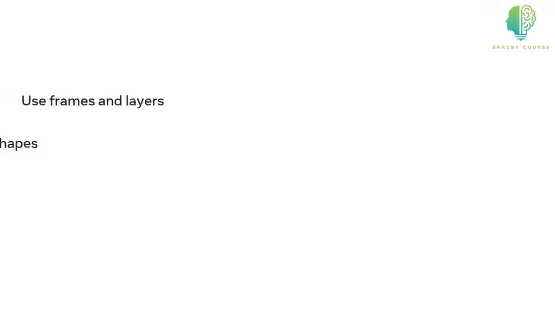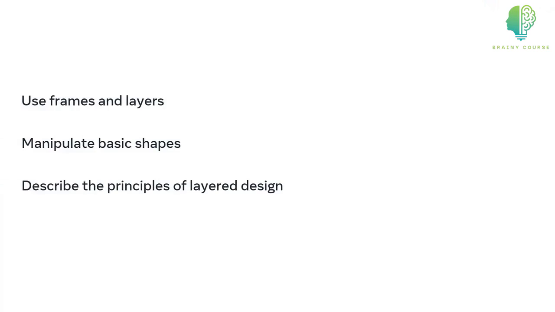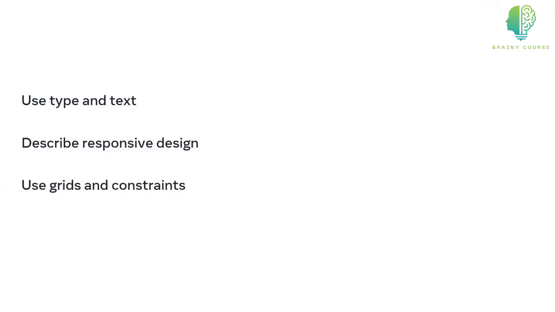After you completed the first lesson, you are now able to use frames and layers, manipulate basic shapes, and describe the principles of layered design. You also covered how to use type and text, and you can now describe responsive design and use grids and constraints. Finally, you learned how to manipulate elements and images and to describe design principles.